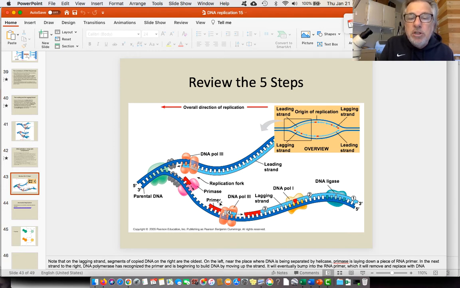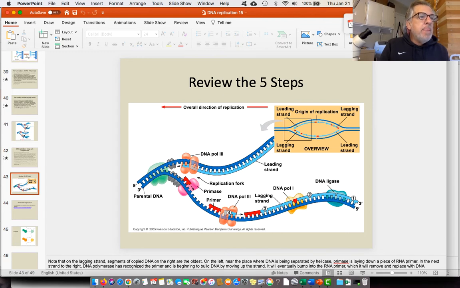The fourth oldest piece is just now being made by DNA polymerase, which is going to stop when it hits this piece of primer. And the fifth oldest piece hasn't been made yet because the primer is just being laid down for it. So I hope that clarifies for you this complexity of the leading and the lagging strand. One way to think about it is the leading strand is copied into the opening of the DNA, and the lagging strand is copied away from the opening of the DNA.